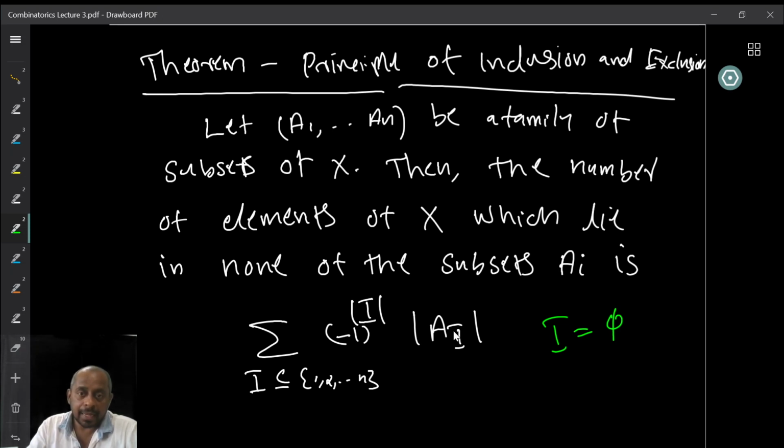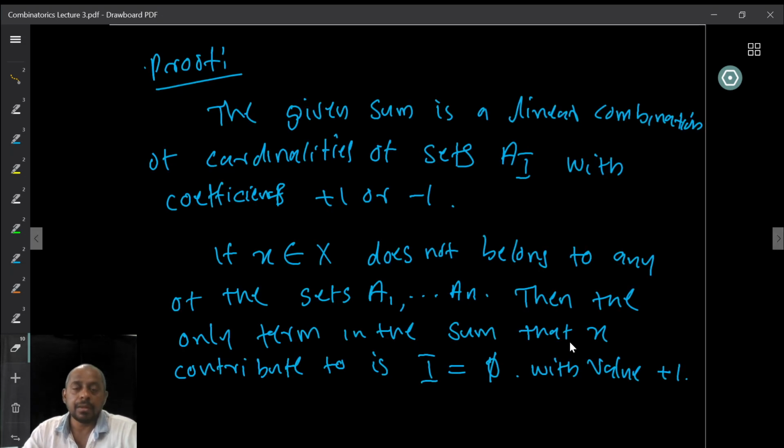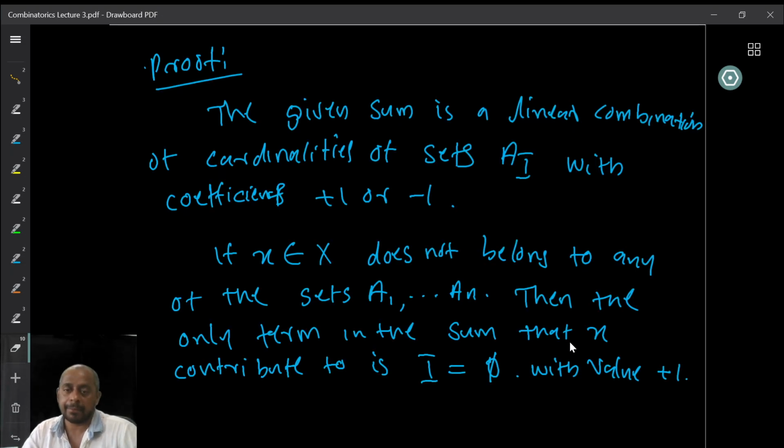The elements of X are all contributing 1 to the sum, right? In particular, the elements which are not part of any A_i will contribute exactly 1 to the sum, since the elements not in A_i do not appear in any of the other terms of the sum. So if X is not in any of the sets A_i, then its contribution will be exactly 1, because it is (-1) raised to 0, and the cardinality of A_i is going to be the cardinality of X. So each element contributes exactly 1.